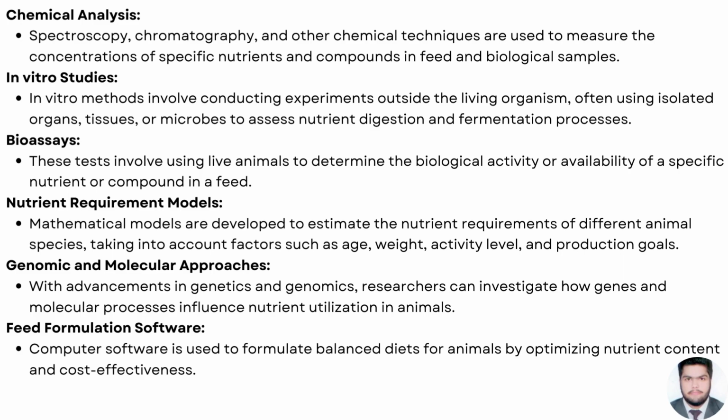Genomic and molecular approaches. With advancements in genetics and genomic technologies, researchers can investigate how genes and molecular processes influence nutrient utilization in animals. Feed formulation software. Computer software is used to formulate balanced diets for animals by optimizing nutrient content and cost effectiveness.